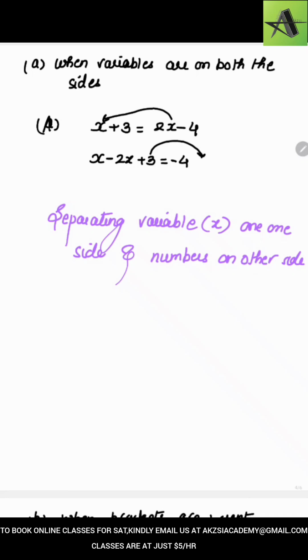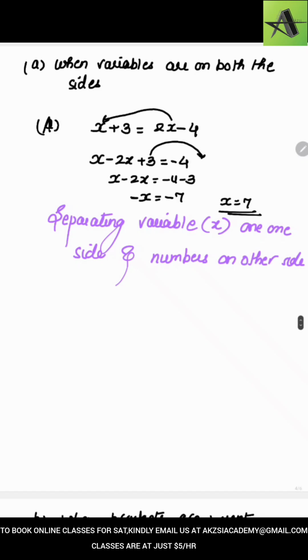So finally when I simplify it, this will give me minus x equals minus 7. We have to isolate x. We are finding the value of x, not negative x. So multiplying both the sides by negative 1, I'll get x equals 7. This is my final answer. Moving on to the next one.